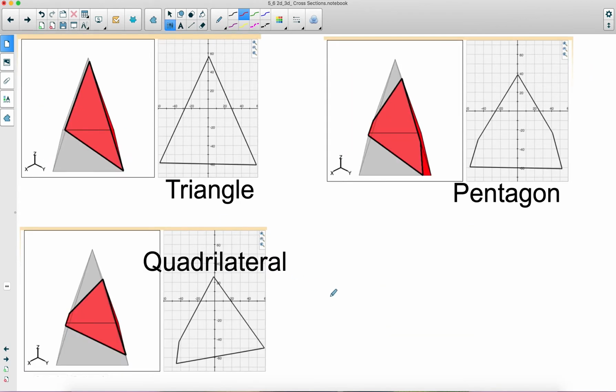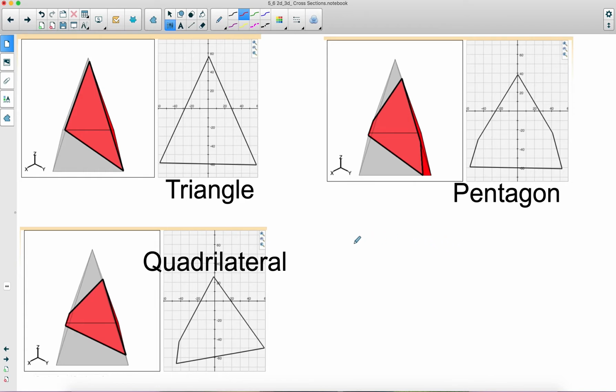Okay. And then finally, we have our square pyramid. So it means it has a square base, but it's a pyramid. And for that, we can have a triangle, quadrilateral, and even a pentagon. Okay, I know it seems weird you have a pentagon, but here it is. 1, 2, 3, 4, 5 sides to give you a pentagon.